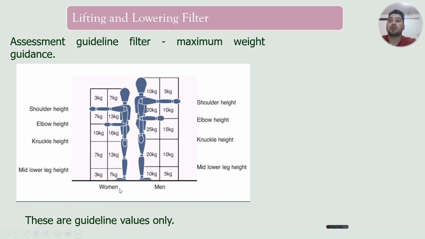This is the chart for the woman, and this is the chart for the man. The man can lift a maximum of 25 kg near knuckle height. So this is 25 kg near the body, and far from the body 15 kg. These are guideline values only. So you have to assess the risk before you give the instruction to the employees that this much weight you can lift.